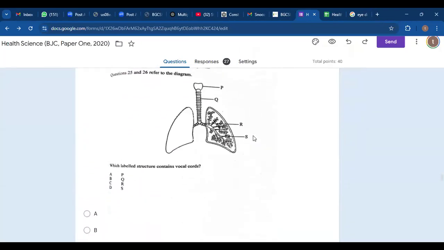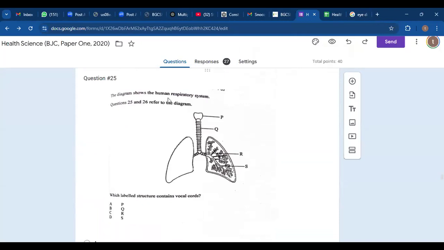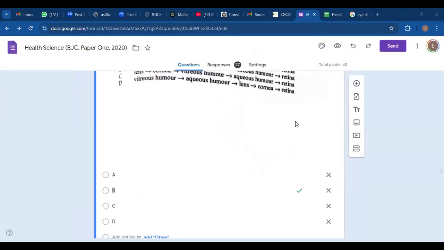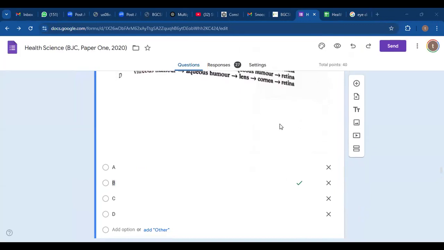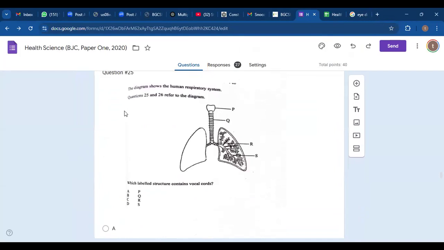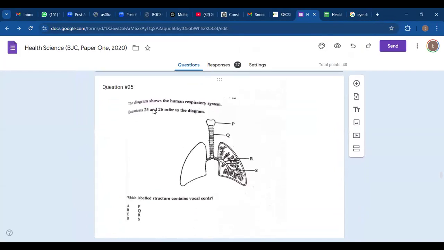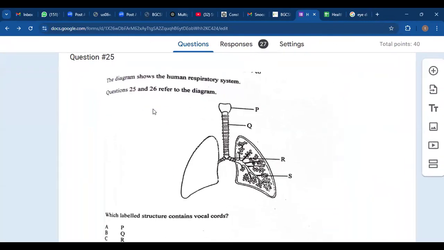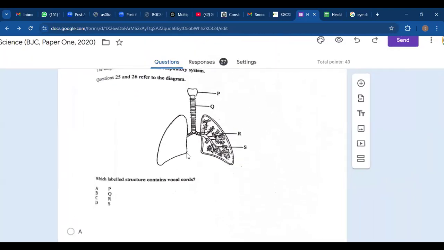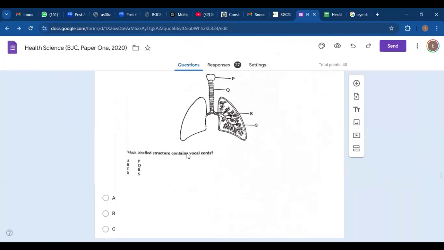B. Number 25. The diagram shows the human respiratory system. Mr. Petita, you can go back for one second, please. For 24, that's B. Number 25. Questions 25 and 26 refer to the diagram. Which labeled structure contains vocal cords?